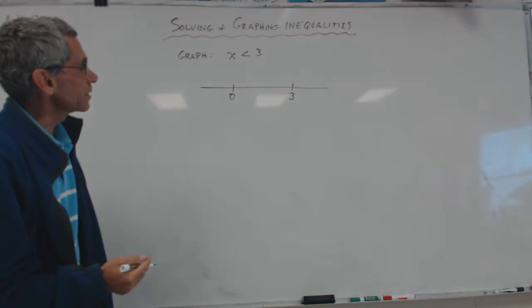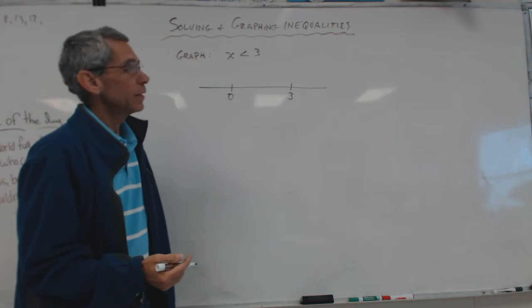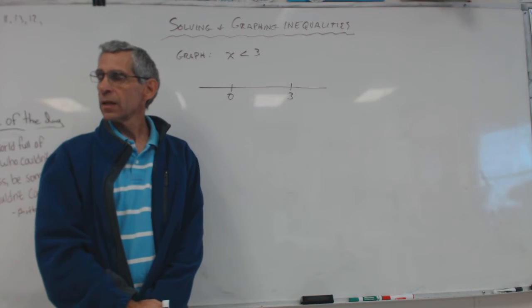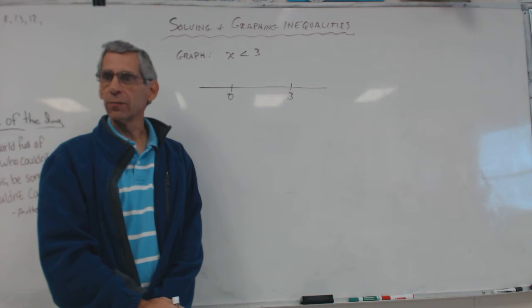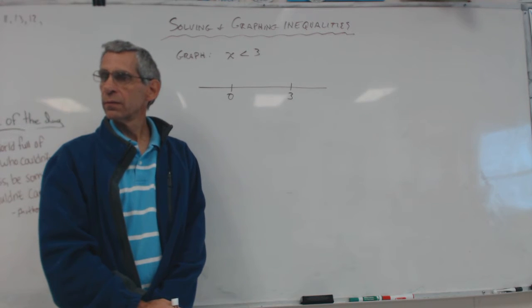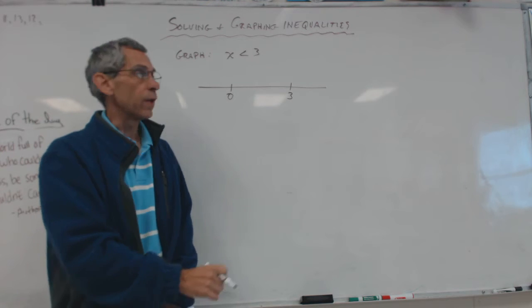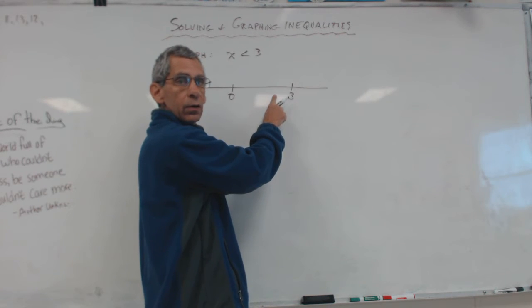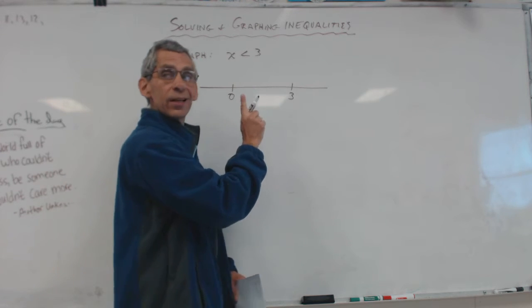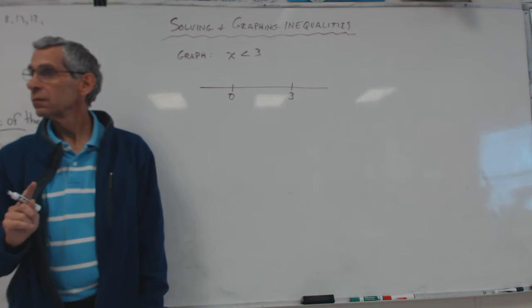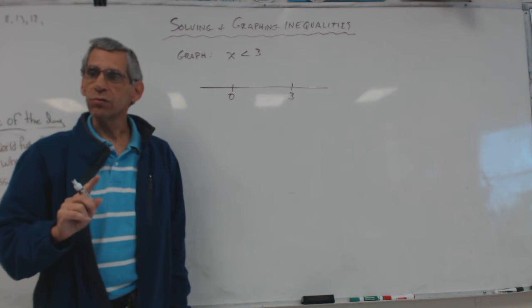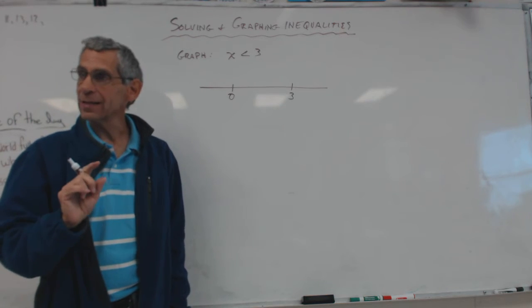And the question is, is it less than 3 or greater than 3? Less than. Where is it less than on the number line? Anything less than 3, so over here, not over there. Now, does it include 3? No. It doesn't, because it says x has to be less than 3, it doesn't say equal.